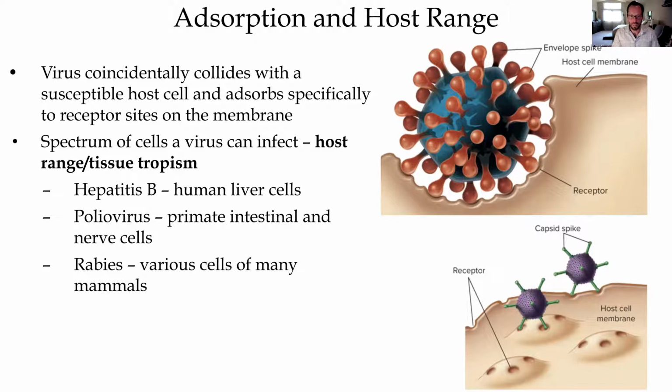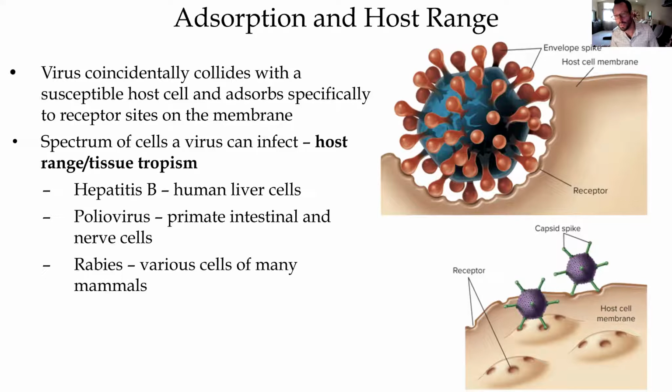And these viruses have to have a very specific host. It's species specific for the most part. It's tissue specific for the most part. Hepatitis B is going to infect liver cells. Poliovirus is going to infect the intestine and then migrate into the nerve cells.